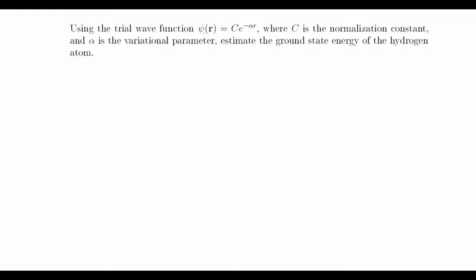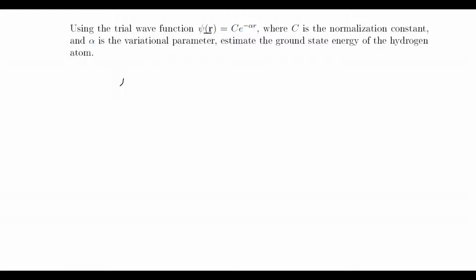Hello everyone, in this video we will solve a three-dimensional example using the method of variation of parameter. So the question is: using a trial wave function psi of r bar is equal to c e raised to minus alpha r, where c is a normalization constant and alpha is a variation parameter, estimate the ground state energy of a hydrogen atom. So it is a hydrogen atom problem where a trial wave function is given.